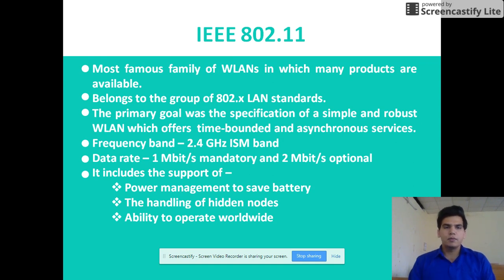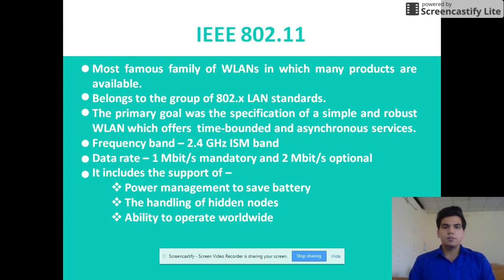It is the most famous family of WLANs. WLAN means wireless LAN, in which many products are available for almost every device, and it belongs to the group of 802.x LAN standards. As you can see, we have 802.11, so it belongs to the group of 802.x. The primary goal of this standard was the specification of a simple and robust WLAN which offers time-bounded and asynchronous service. How does it do that? We are going to see that later.